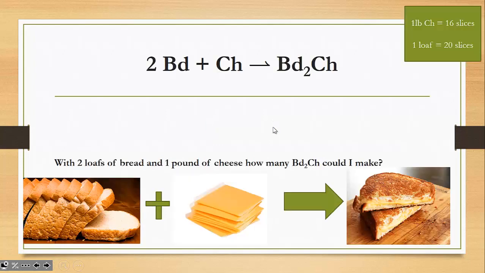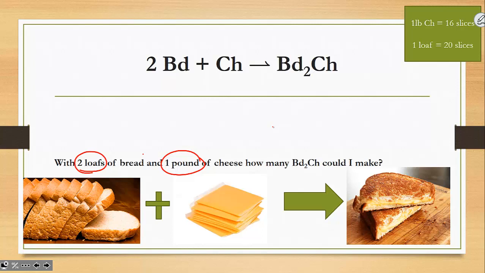Every week when I go to the grocery store, I go to Costco and I buy my bread. My bread in Costco comes in a pair of loaves, so I get 2 loaves of bread when I go grocery shopping. I also buy a pound of cheddar jack cheese. So with my weekly grocery shopping, what is the maximum amount of grilled cheese sandwiches I could make?